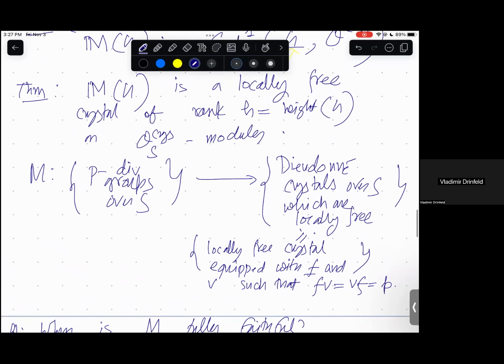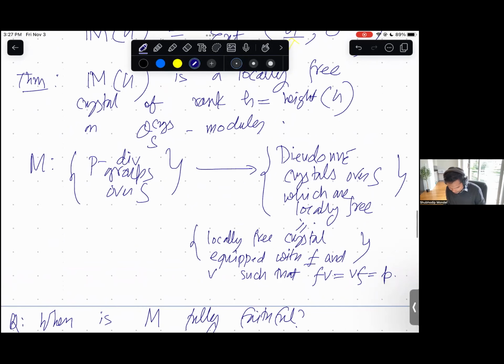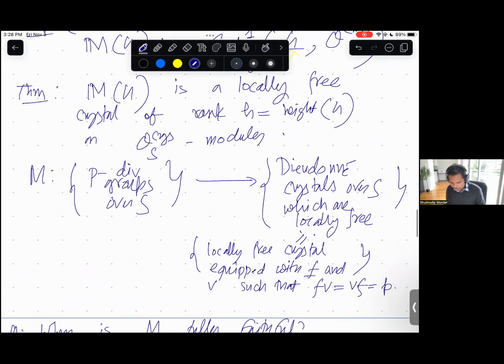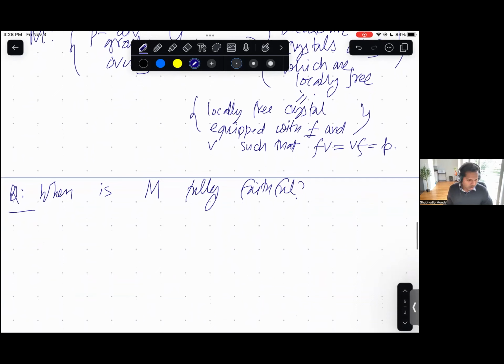Okay. But I think maybe it's also worth pointing out that this F and V are just directly induced by the Frobenius on G, and there we take the Frobenius on G to be S-linear. So we work with the relative Frobenius on G. So that keeps track of all the semi-linearity and so on. Yeah, so then one general question one can ask is, when is M fully faithful?